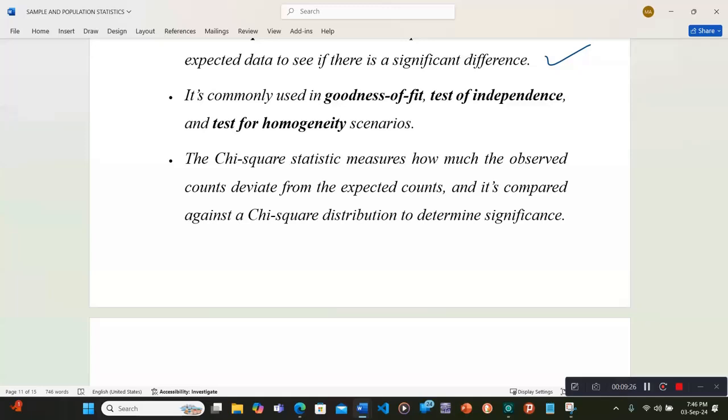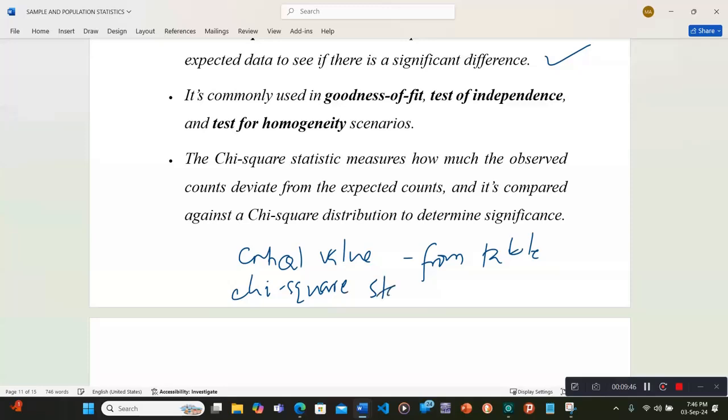And you can always compare. You have a critical value from the table, and the chi-square statistic, the one that you have calculated, this is the x squared that has been calculated. So you compare the two and see if there is one which is going to be greater than the other.